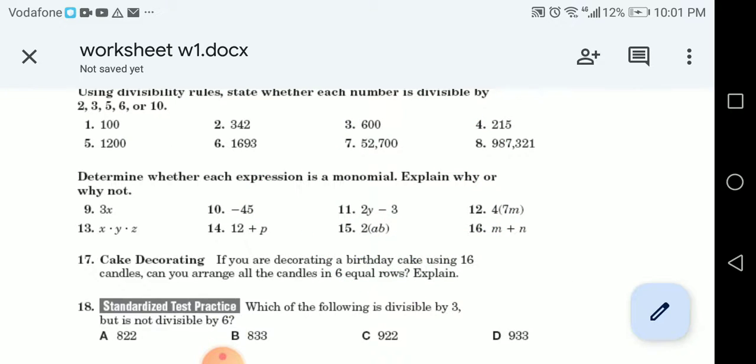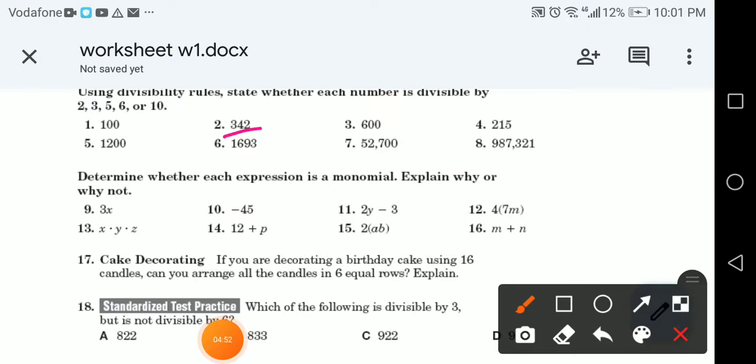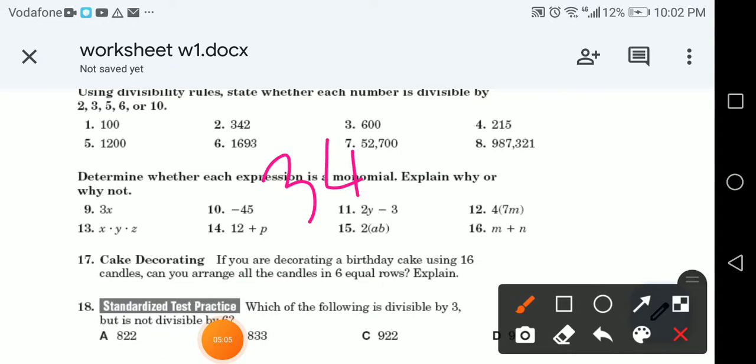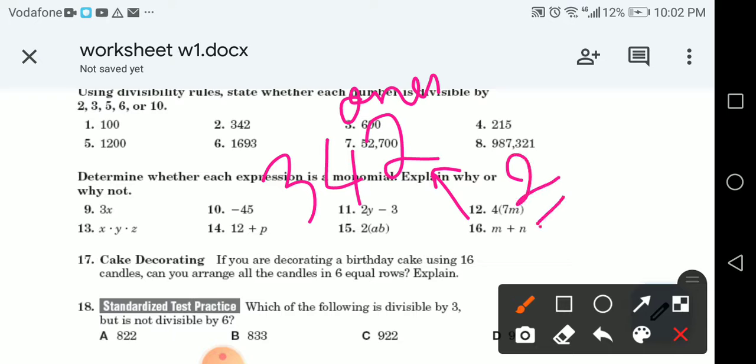And if I have another number, 342, the first thing I will look at is the ones digit. Here the ones digit is what? It's 2, an even number, so this number is divisible by 2.